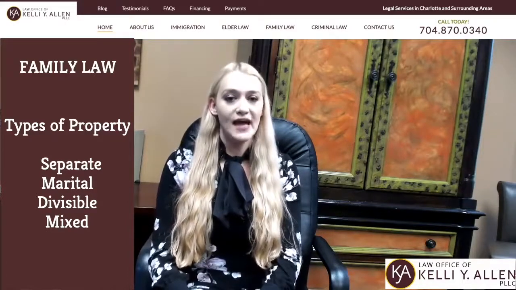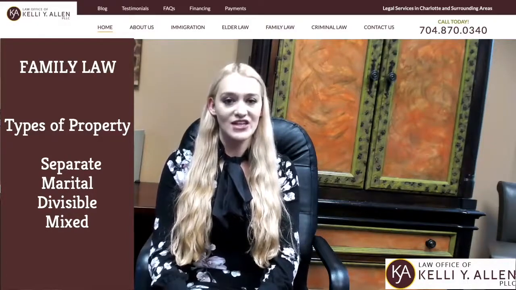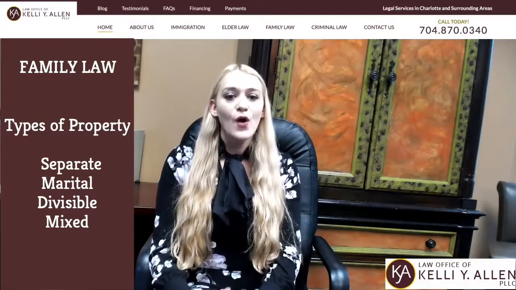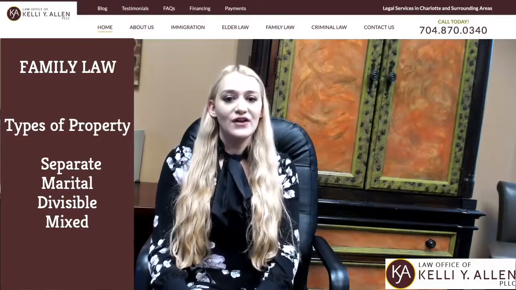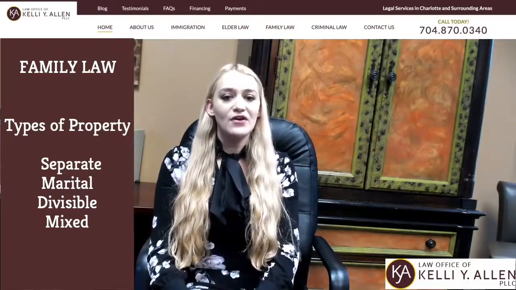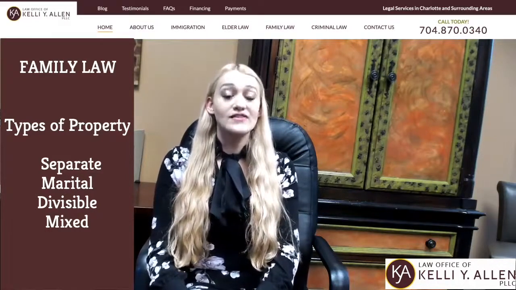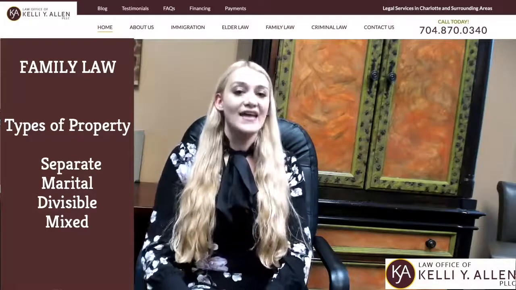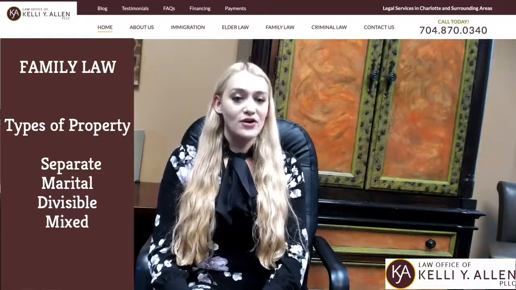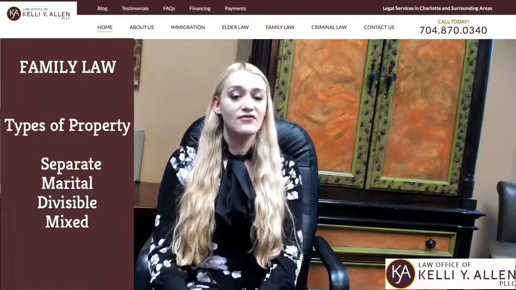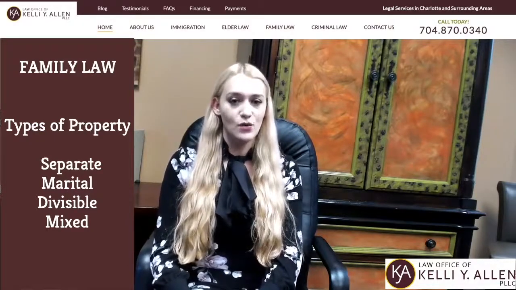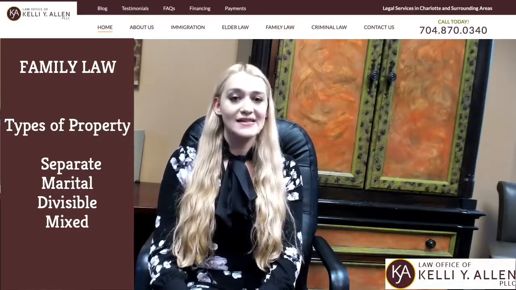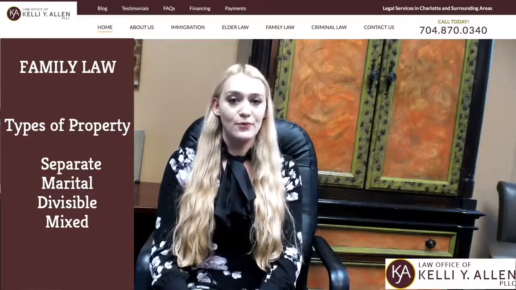The third type of property classification in North Carolina is divisible property, which is changes in the value of any of the couple's marital assets after the date of separation, and that is either an increase or a decrease in that property value. The final classification of property in North Carolina is mixed property, and that is when one asset is a mixture of both marital and separate property.